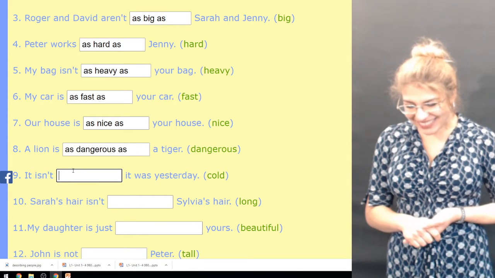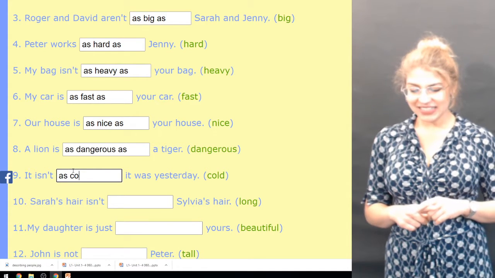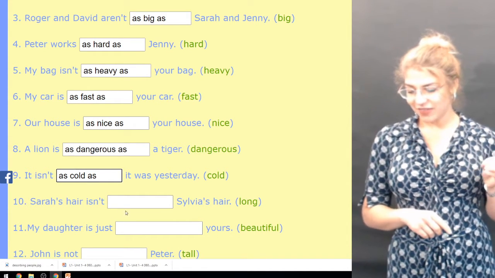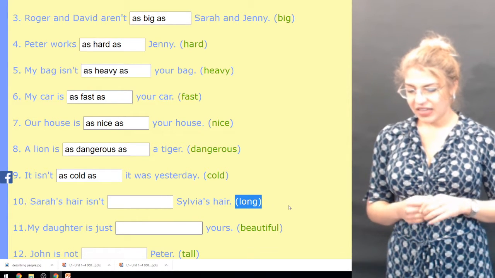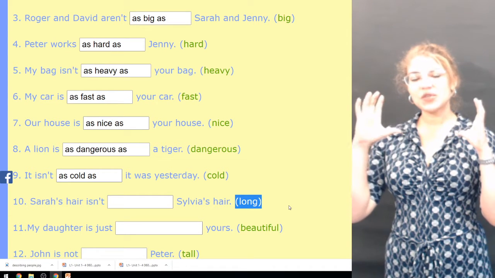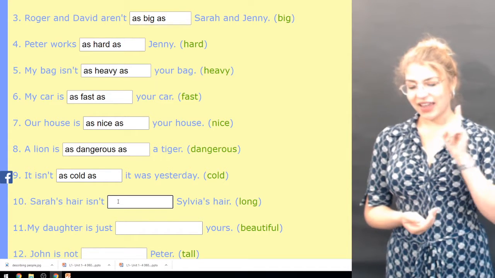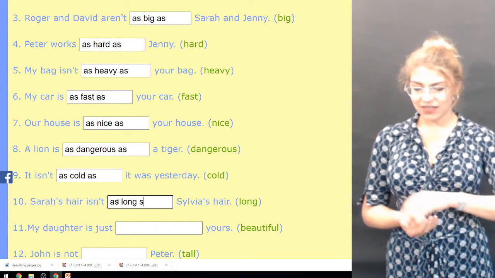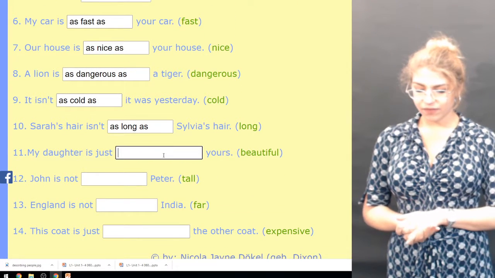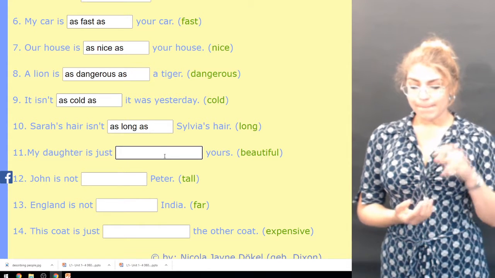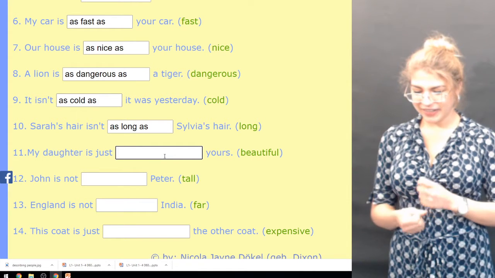Number 10. Sarah's hair isn't Sylvia's hair. Beautiful job, Carlita. Excellent job. Here, our adjective is the word long. Sarah's hair isn't as long as Sylvia's hair. Number 11. Beautiful, Carlita. 100% every time.